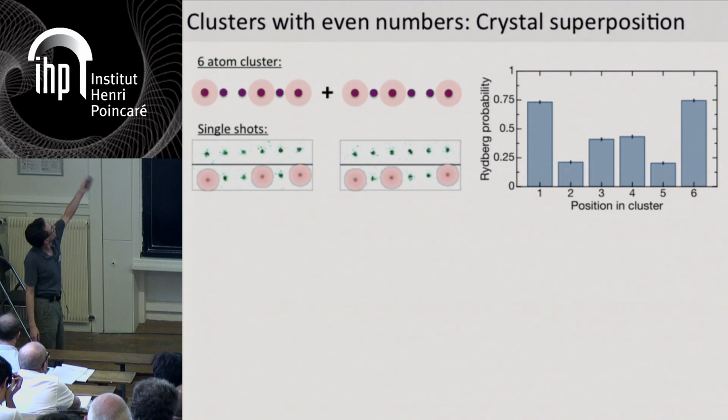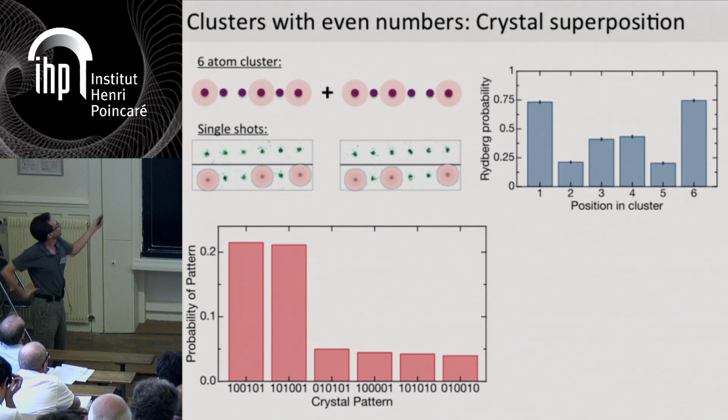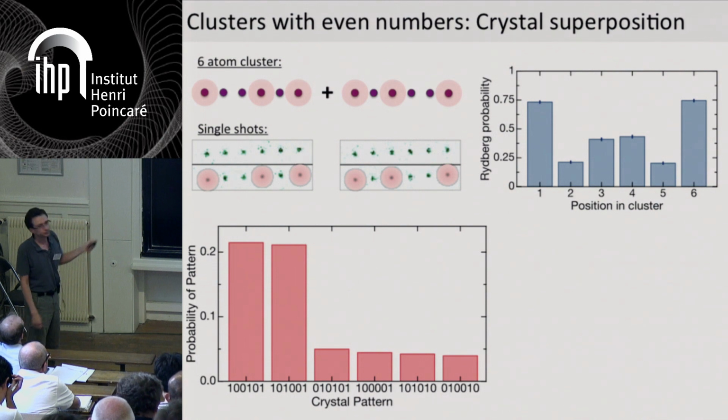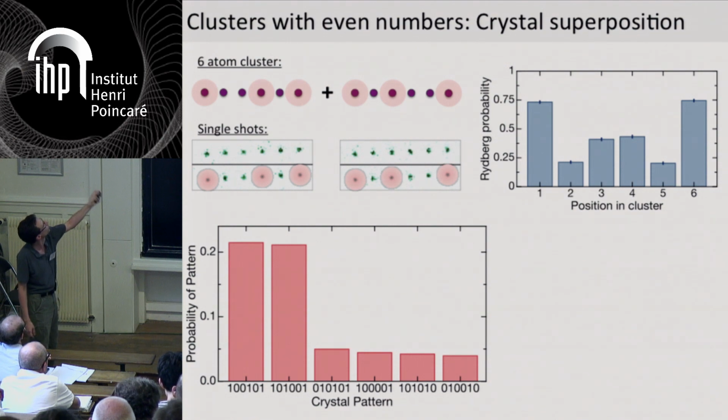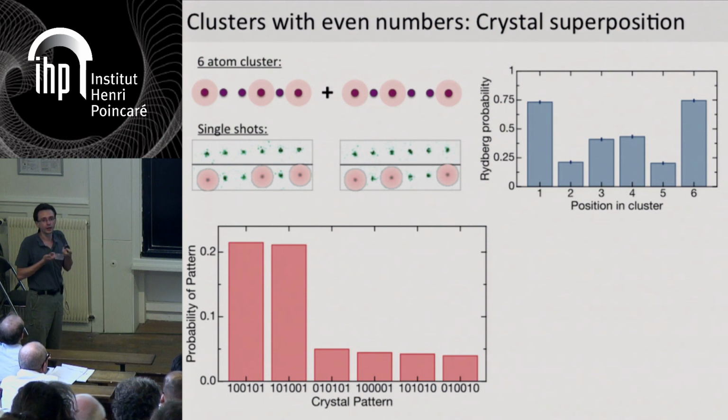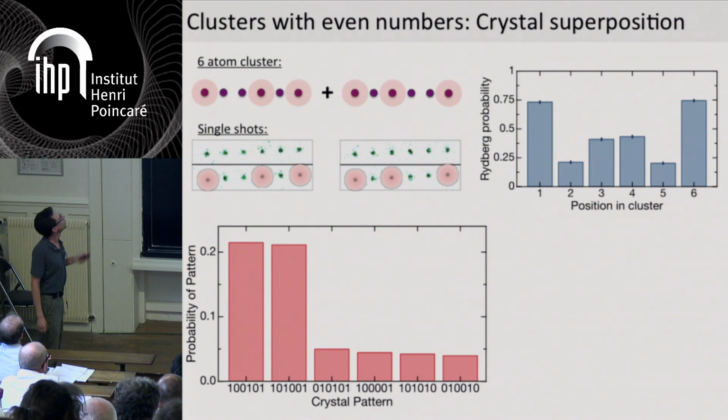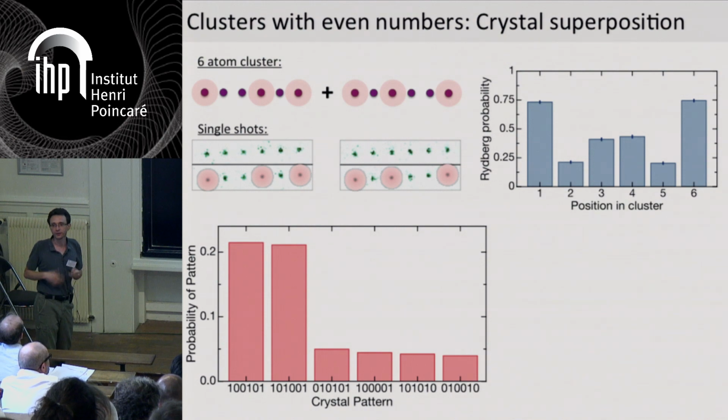So here are single shot images reproducing these two configurations, and I can plot here the many-body population that we have observed after performing this sweep several times. And you see that indeed the two most often observed states are these two states, 100101 and 101001, corresponding to these two guys here. But of course the question is now, what do I have prepared? I have prepared a quantum superposition of these two many-body states, or a statistical mixture. And this is not so easy to tell.